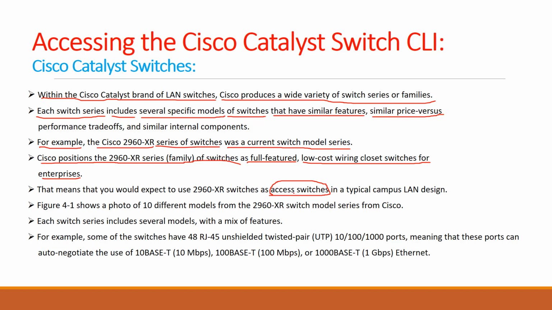What is the meaning of access switches? They are switches that are used to connect to end devices. And end devices can be PCs, access points, printers, laptops with cables, and so on. There are two other types of switches that can be used in a typical campus LAN, like the aggregator or distribution switches and the core switches. But for the purpose of this demonstration, we are going to discuss the access switches.